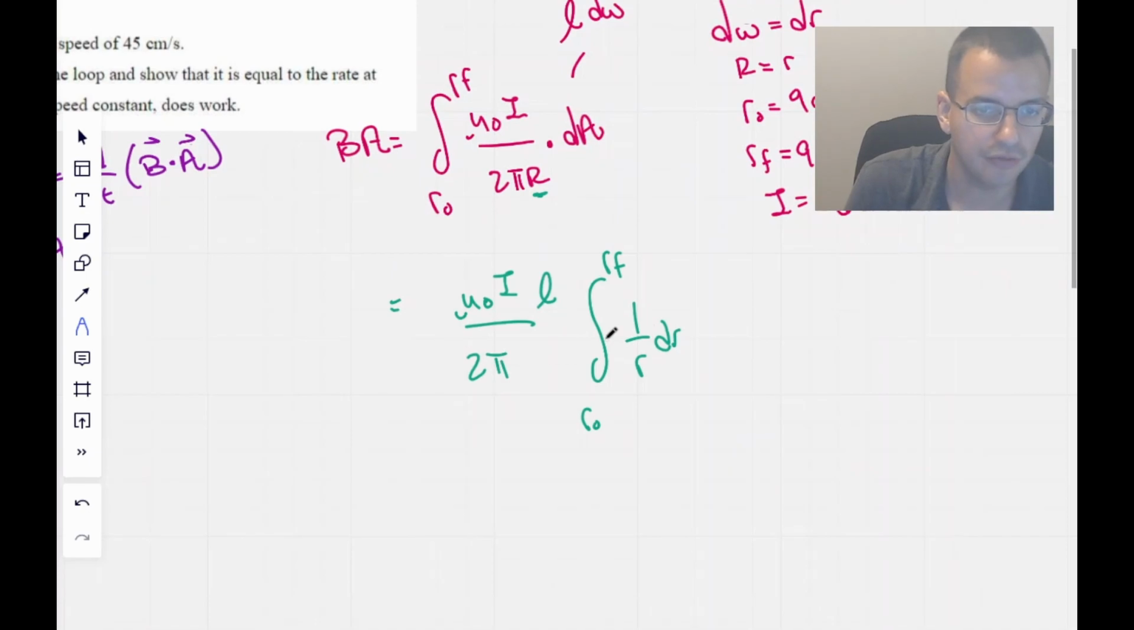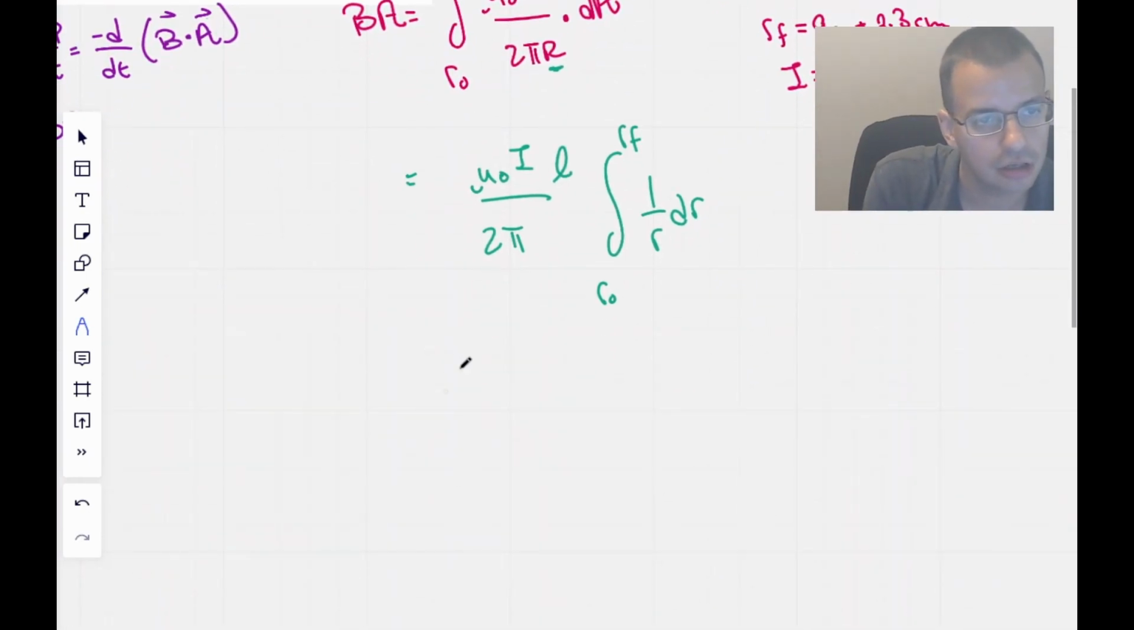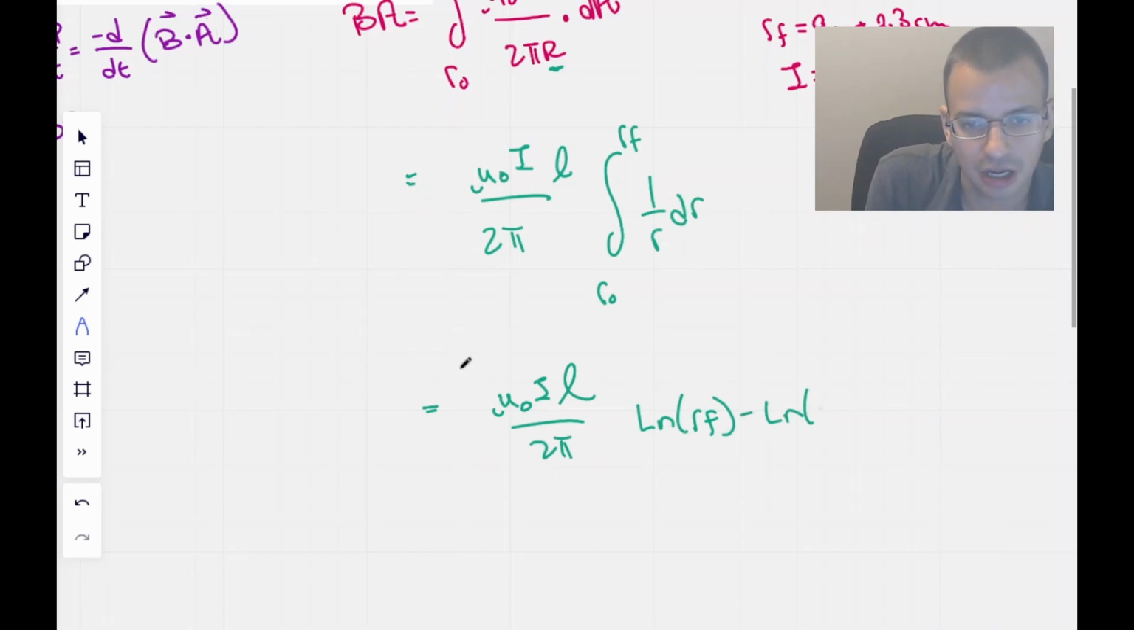The integral of 1 over r becomes natural log of r. So magnetic field times area is going to be mu naught I L over 2 pi times natural log of r final minus natural log of r initial. Okay, so this is our B dot A.